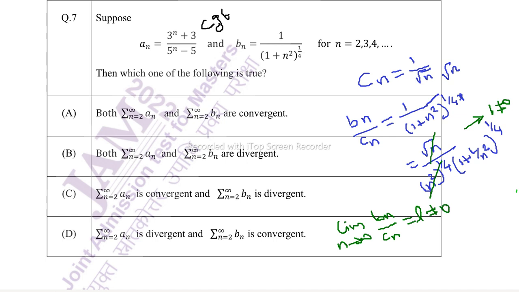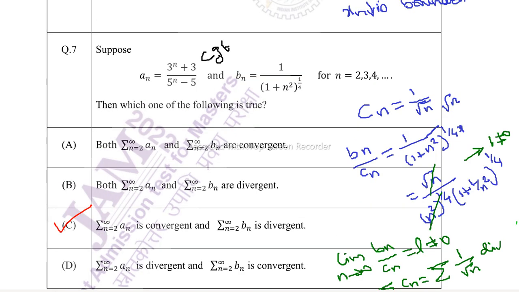Therefore, both series bn and cn have the same behavior, and we know that summation cn is summation 1 by square root of n, which is divergent. The theorem says both series bn and cn have the same behavior. Cn is divergent, therefore bn is divergent. Therefore, the correct option is: summation an is convergent and the series bn is divergent. So option C is the correct answer.